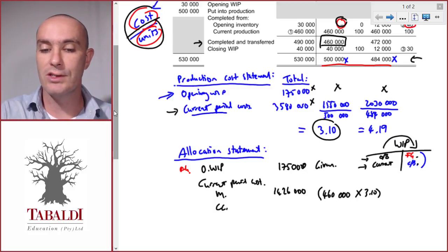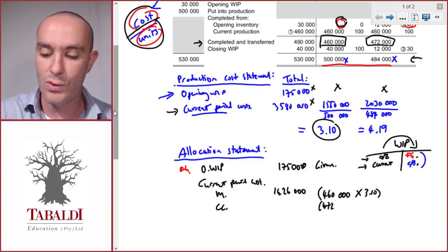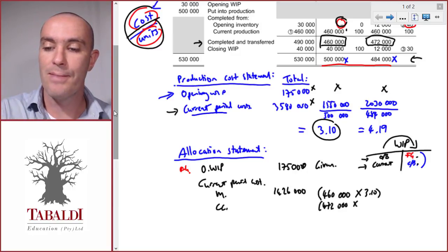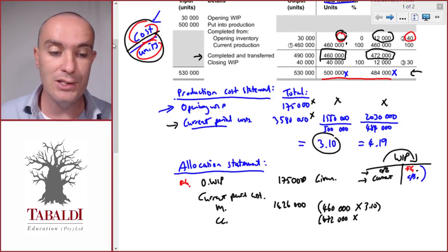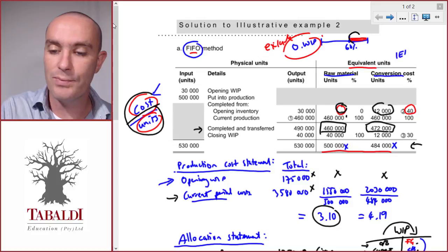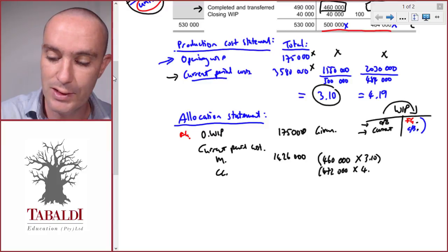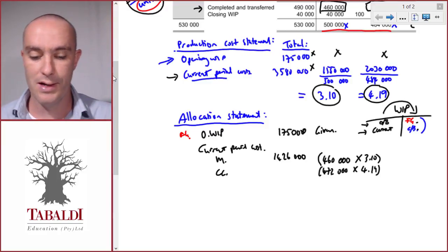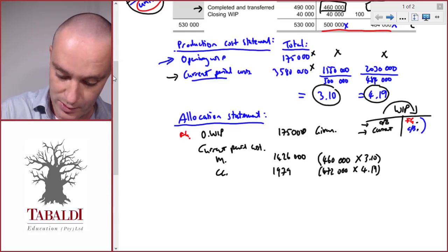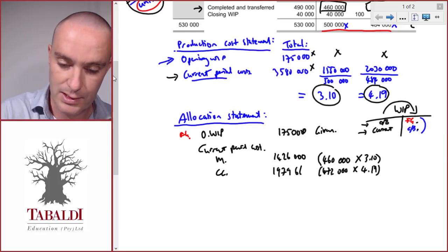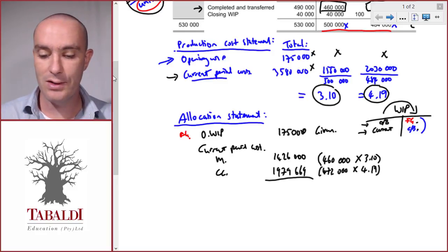So how many equivalent units did we complete for conversion costs? So that would be the 472,000. So it's slightly more. So it's the same completed units, but we add the 40% of work that still needs to be done. If we look at this diagram, that 40% that still needs to be done for opening work in process, we add that, and then our cost per unit is 419 for conversion costs. So that adds up to, or equates to 1,979,669.